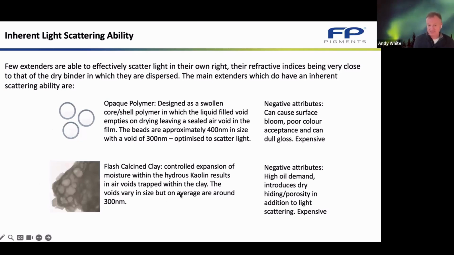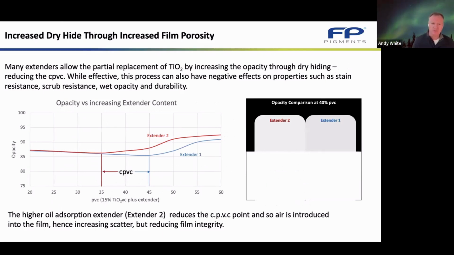Flash calcine clay does a similar thing, but in a less organized way. It's possibly a little cheaper, but both of these work in addition to the fillers and in addition to what you might achieve with FP Pigments or something like Evoke. So they're all different ways to try and improve titanium dioxide performance.